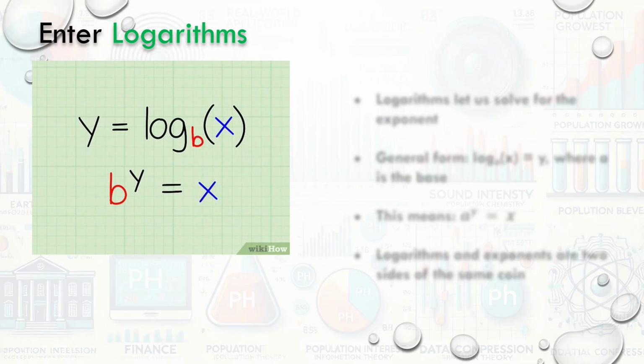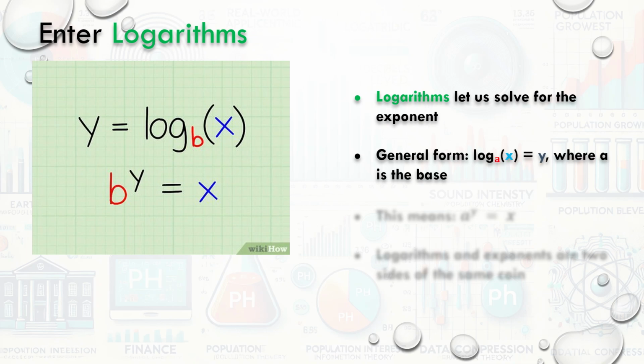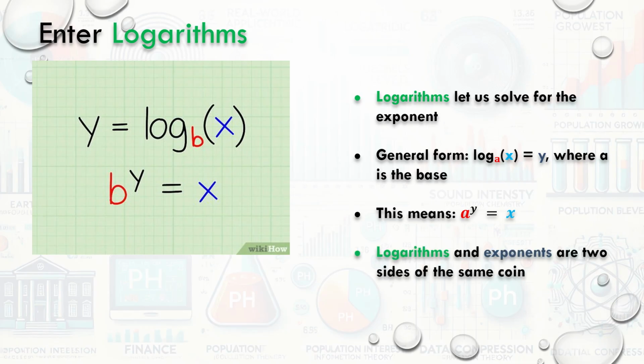Now, that is exactly where logarithms come in. They let us solve for that specific exponent. The general form is log with base a of x equals y, where a is the base, y is the exponent, and x gives us the result. As I like to say, logarithms and exponents are really just two sides of the same coin.